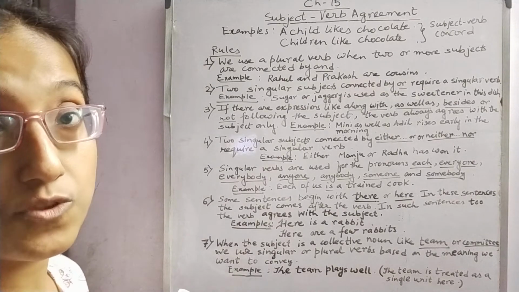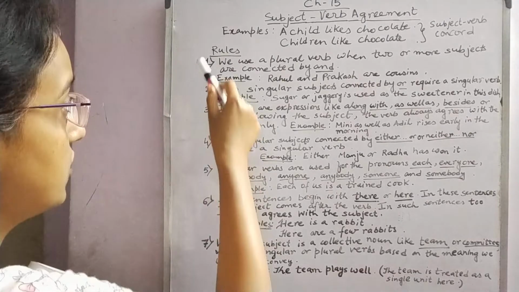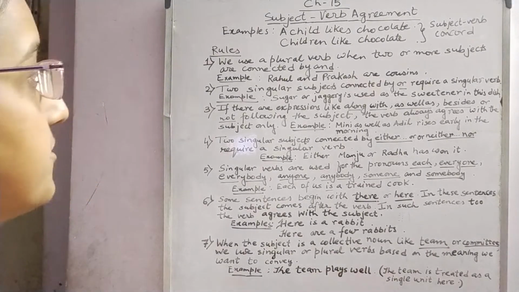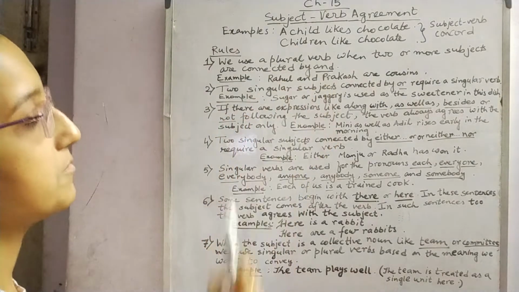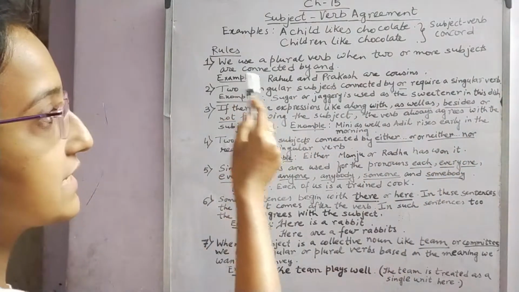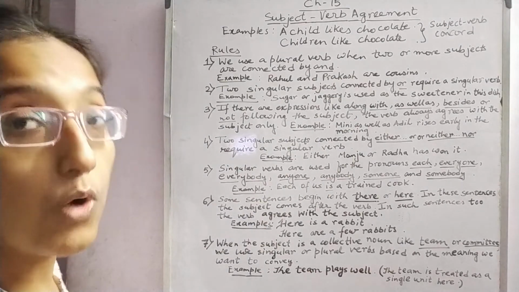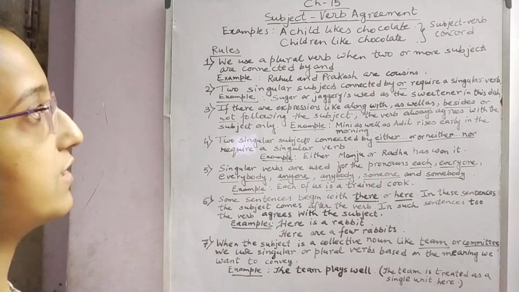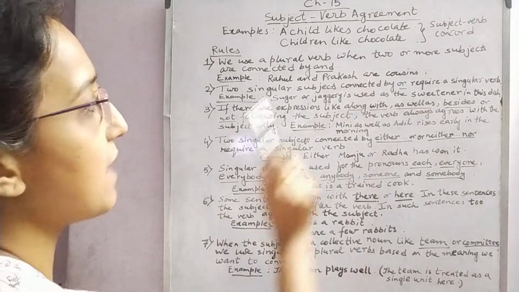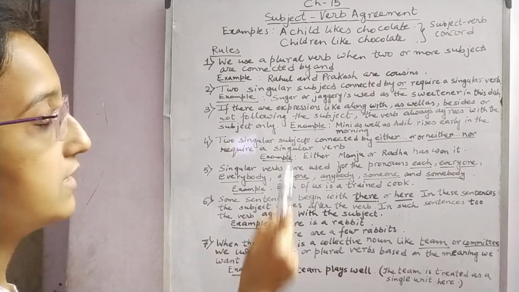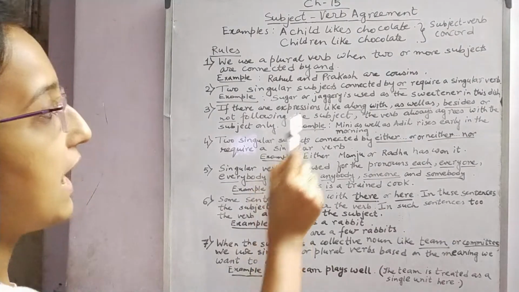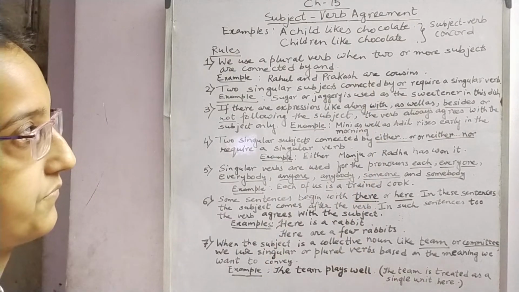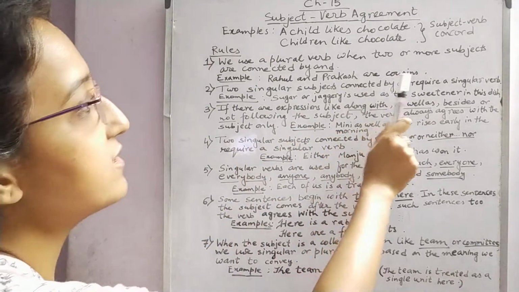This is called the subject-verb concord or the subject-verb harmony. Now, there are some more rules which we have to keep in mind. In total, there are 7 rules. First one, we use a plural verb when two or more subjects are connected by and. In the example, Rahul and Prakash are cousins, there are two subjects connected by and. So, the verb is also plural here, that is are.